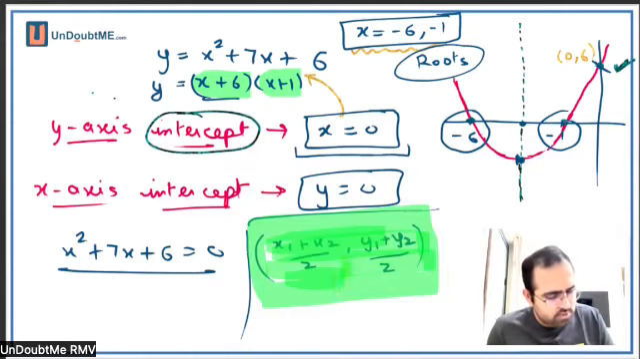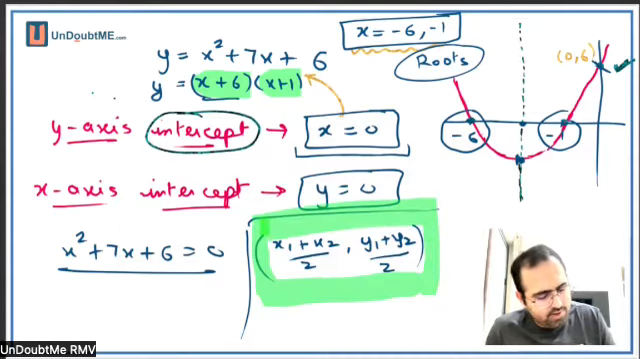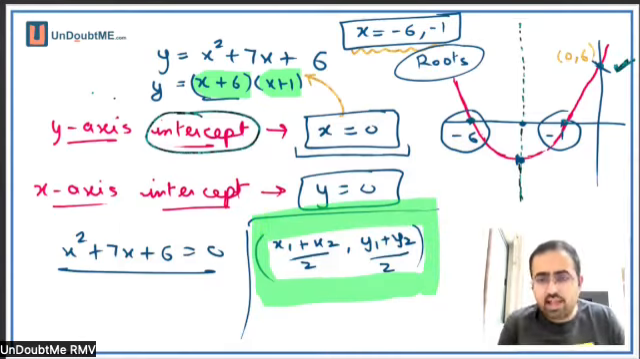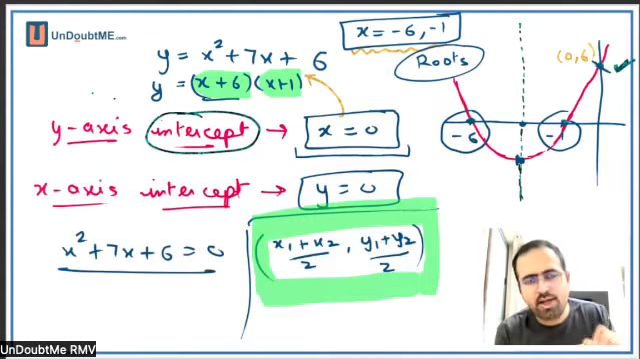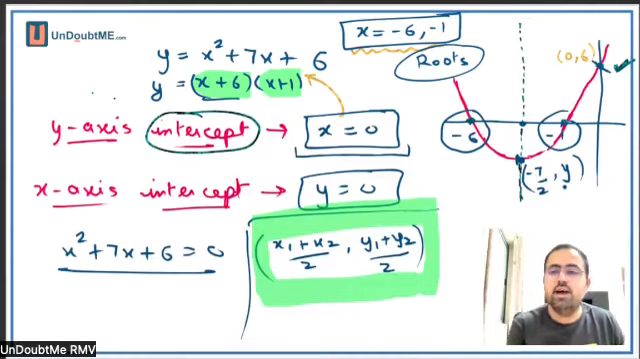So this gives me the midpoint. I just need to get the x value of it. So -6 minus 1 is -7. -7 by 2 is my x coordinate. Now I need to get the y coordinate. How will I get the y coordinate? Can anyone guess?